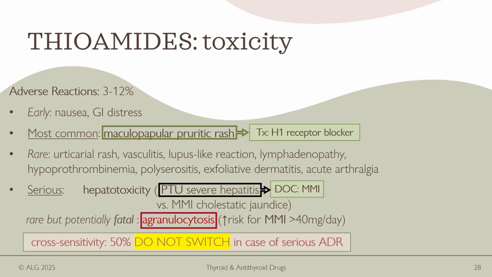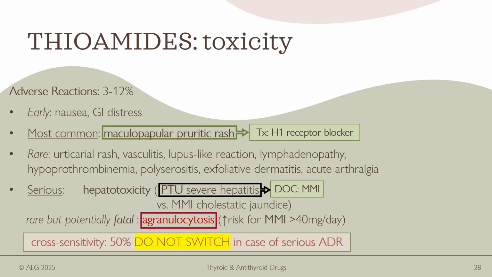The most common adverse reaction to thioamides is maculopapular pruritic rash, which we can treat with an H1 receptor blocker. There are other adverse reactions, but they are quite rare. More importantly, I want you to remember the serious adverse drug reactions, because PTU has a black box warning of severe hepatitis, which provides another important reason for choosing methimazole for most cases of hyperthyroidism. Methimazole is not only more potent than PTU, but also relatively safer for the liver and more suitable because of its once daily dosing that increases the patient's compliance.